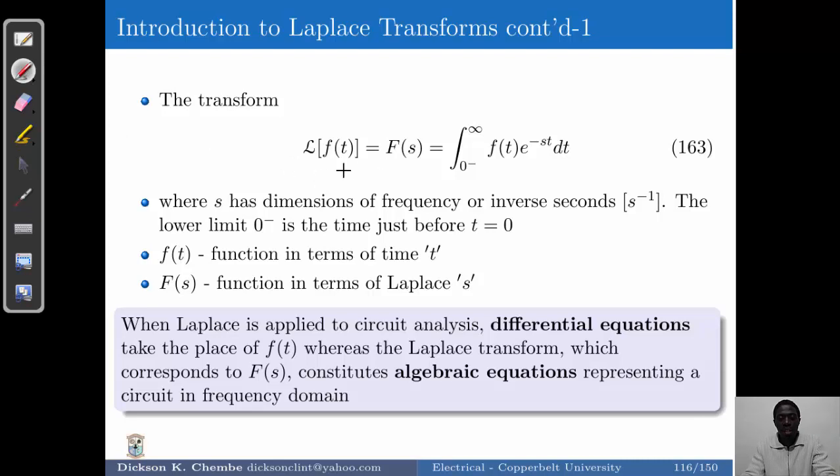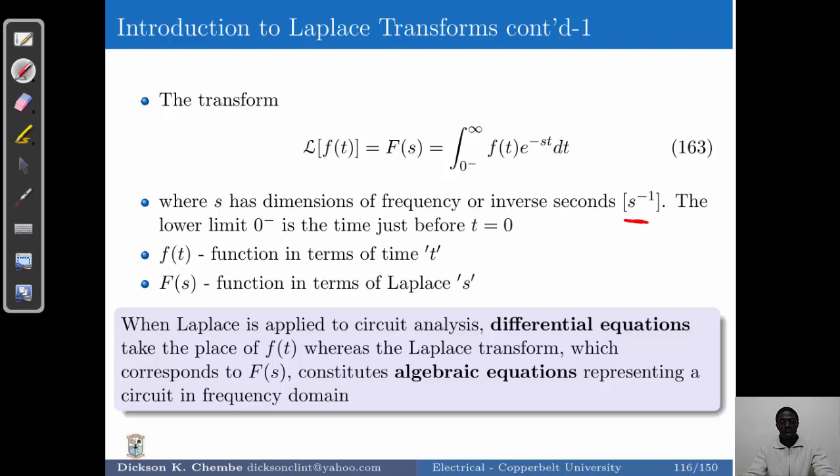Now when we come to look at the transform itself, what is the Laplace transform equation? So what you see here is the Laplace transform. We're transforming the function from the time domain into a function of the Laplace variable S, or the frequency domain, and this is how we obtain our equation. Now S has dimensions of frequency, in hertz, or it can be put as inverse seconds, and the lower limit here implies the time just before time is equal to 0, that is t equals 0 minus.